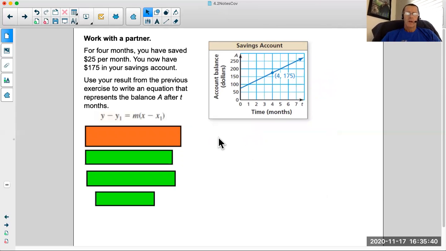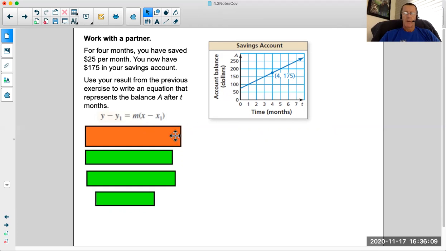Okay, so for 4 months, you have saved $25 per month. You now have $175 in your savings account. Congratulations, that's awesome. Saving money is so important. If you take my Money Matters class, you'll learn all about that if you haven't already. Use your result from the previous exercise to write an equation that represents the balance A after t months. Okay, and I've put y minus y sub 1 equals m times the quantity (x minus x sub 1).